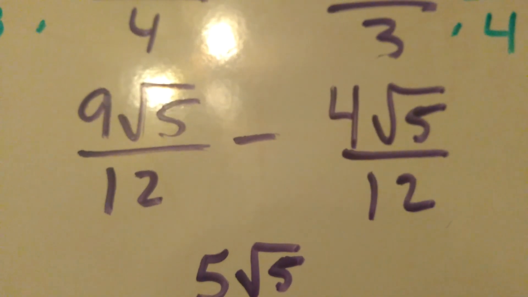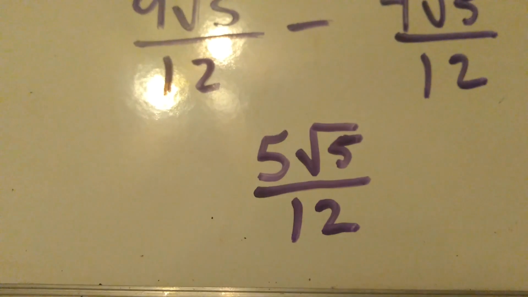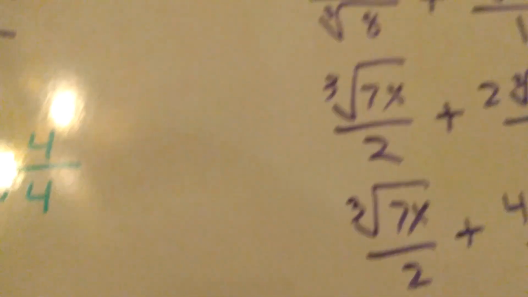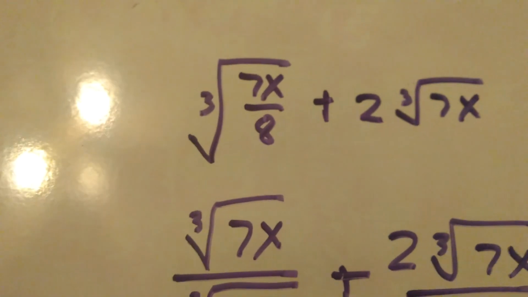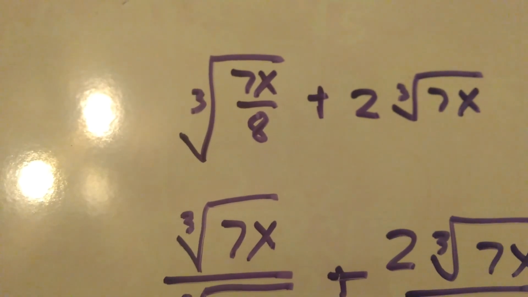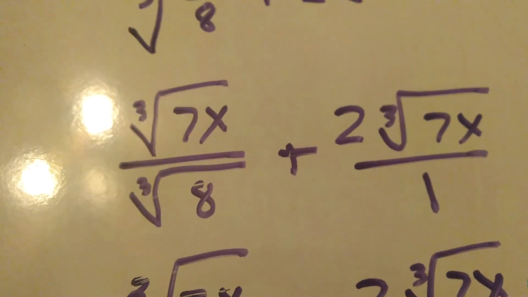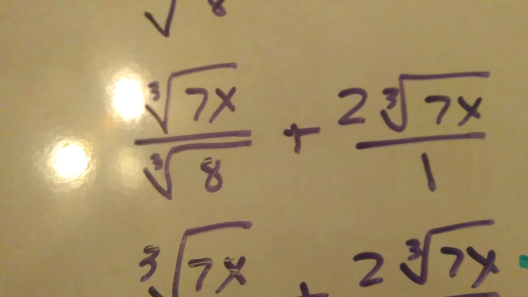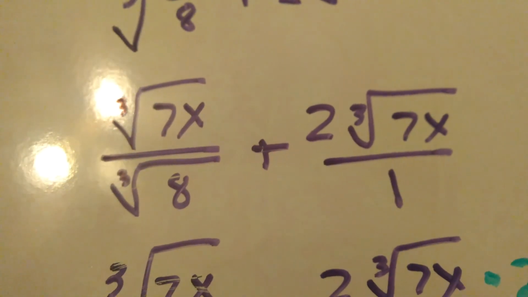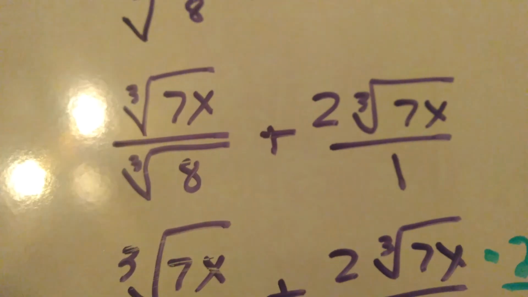9 square root of 5 over 12 minus 4 square root of 5 over 12 gives us 5 square root of 5 over 12. We come over here to the second one. You notice that we have cube root of 7x over 8, and this is a problem where we're going to write them separately. We're going to write cube root of 7x over cube root of 8. Notice I also put the 2 cube root of 7x over 1 because I'm really trying to add two fractions.